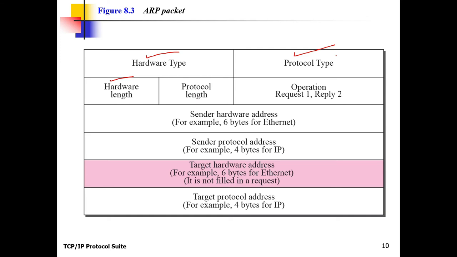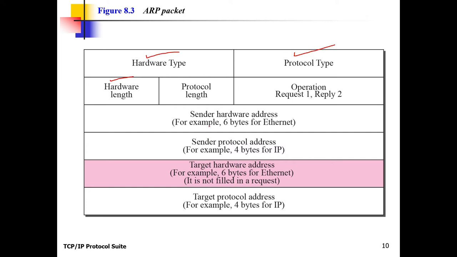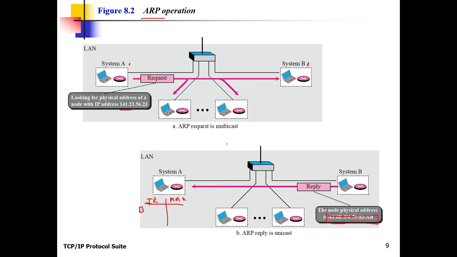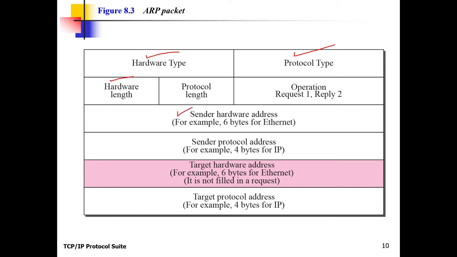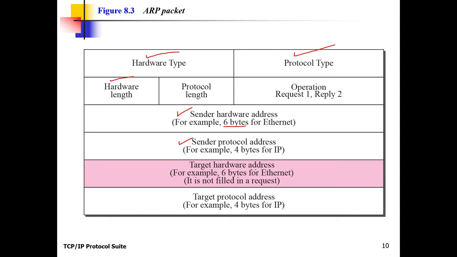The protocol type is like the upper protocol. Is it coming from TCP, from UDP? Then the hardware length, because hardware addresses have different sizes, and the protocol length. And operations, there are two types of operations: request, which is one, or reply, which is two. Then we have the sender hardware address. The sender, which is A in this case, will put its hardware address, which will be 6 bytes for Ethernet, and the sender protocol address, which is the IP address of the sender.